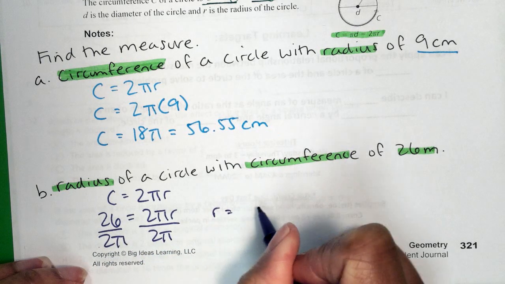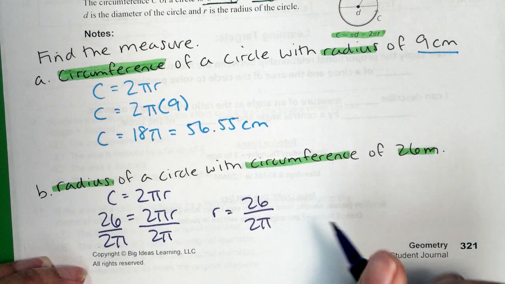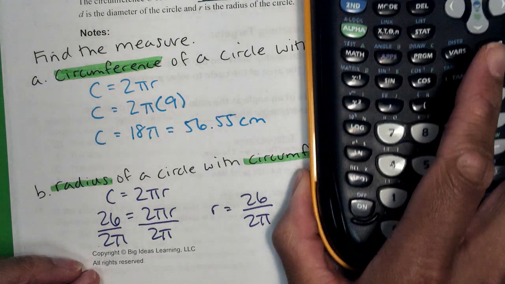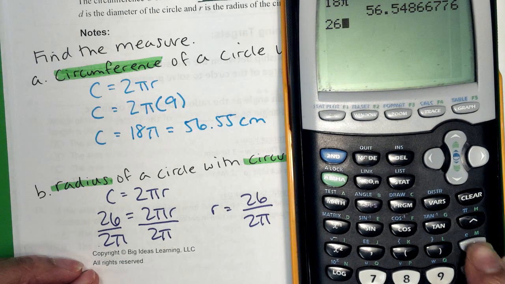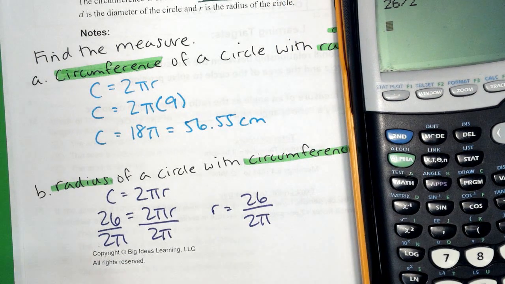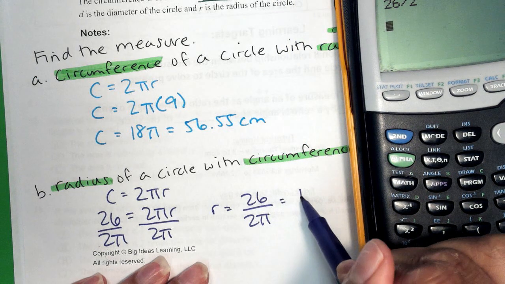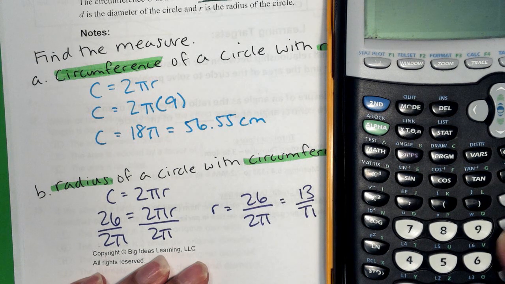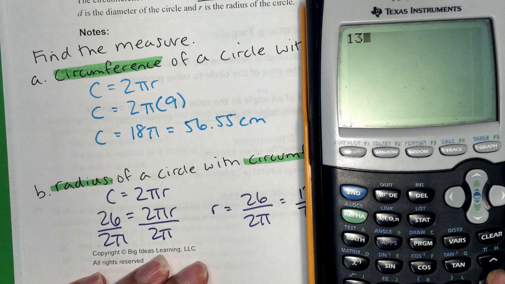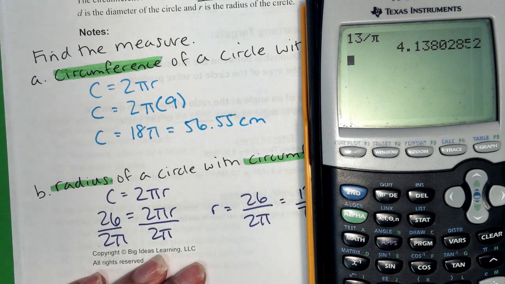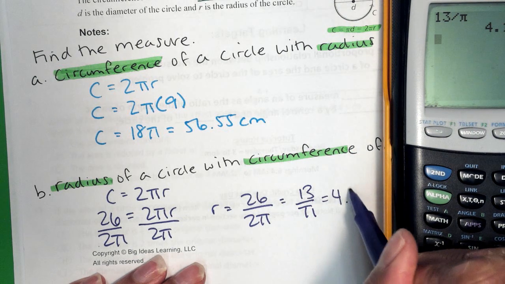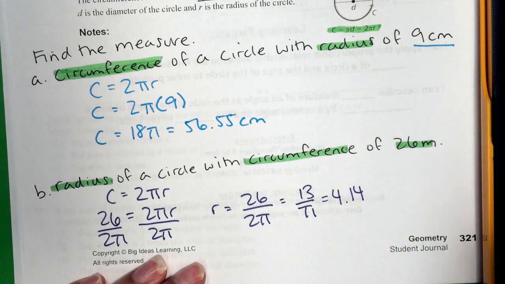Okay, so r would equal 26 over 2 pi, and if I want to type this into my calculator, I can do 26 and go ahead and divide it by 2, and I'm left with 13 over pi. So I can take 13 divided by second caret to get pi, and then I get 4.14 if I'm rounding to the hundredths place. So 4.14 meters.